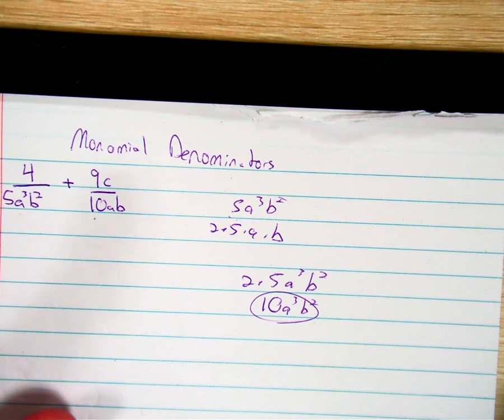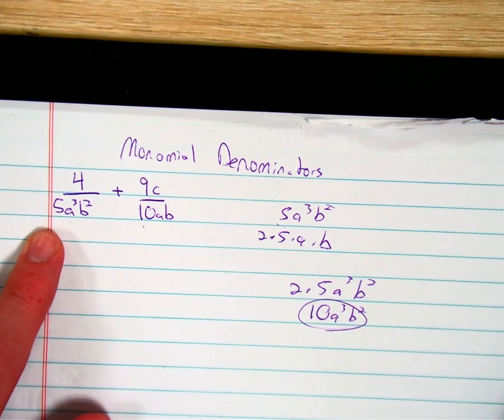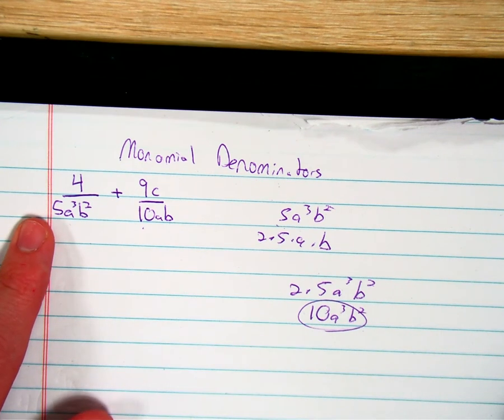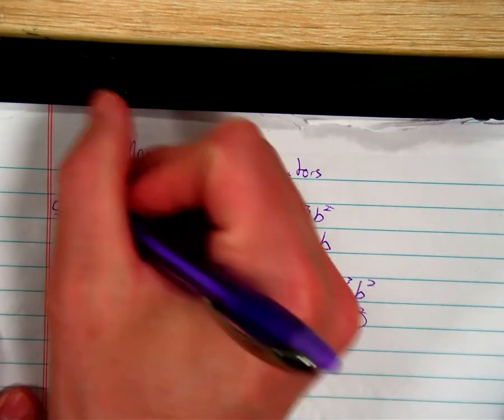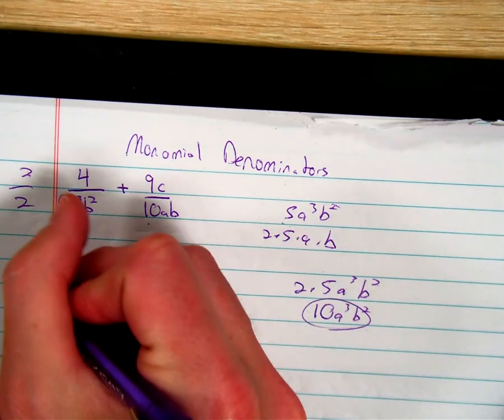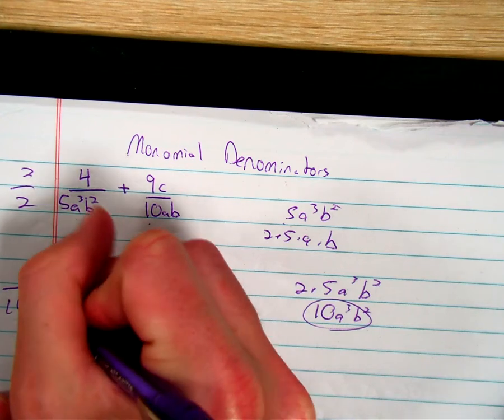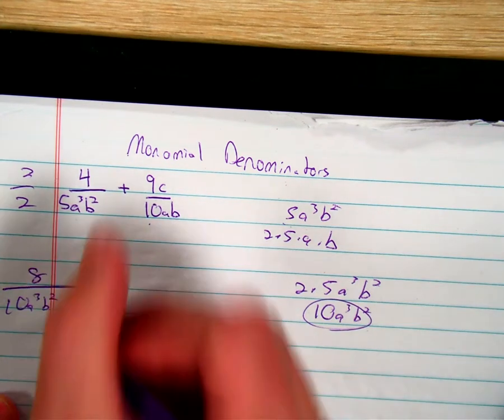What do I need to multiply this one by, top and bottom, to make it be 10 a to the third b squared on the bottom? The only thing this one was missing is that times 2. So I have to go times 2, top and bottom. So now I have 8 over 10 a to the third b squared.